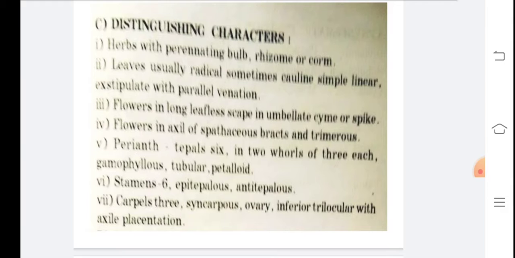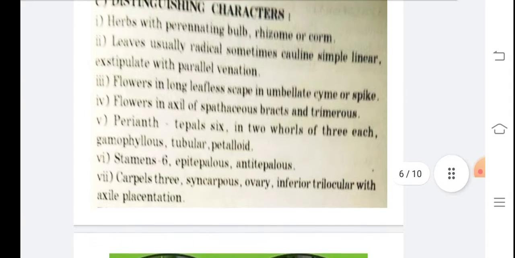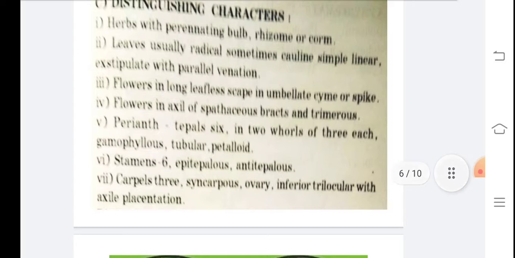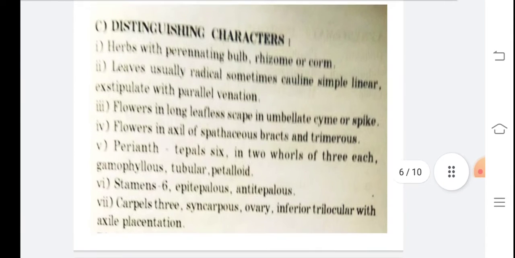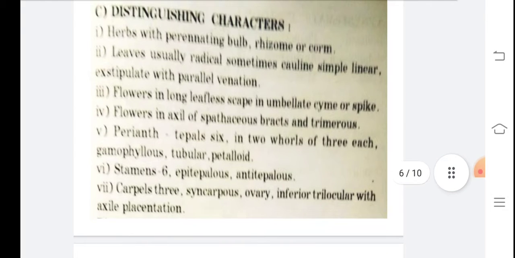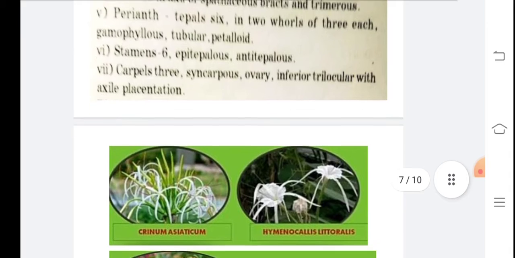Gamophyllous, tubular tepals and petaloid. Stamens 6 epitepalous, antitepalous also in some, and carpels 3, syncarpous, ovary inferior, trilocular with axile placentation. So if you are asked any question about each family, this is the part. So you remember this one.